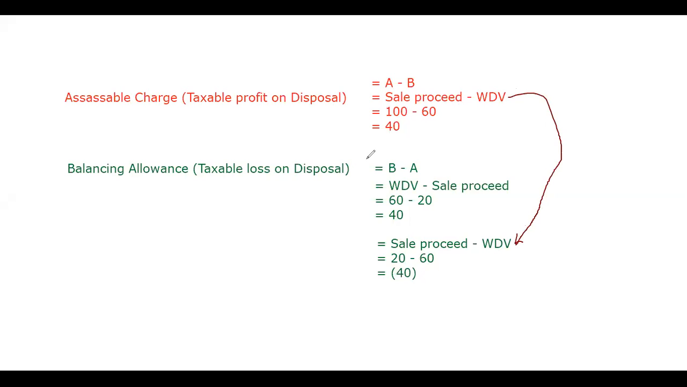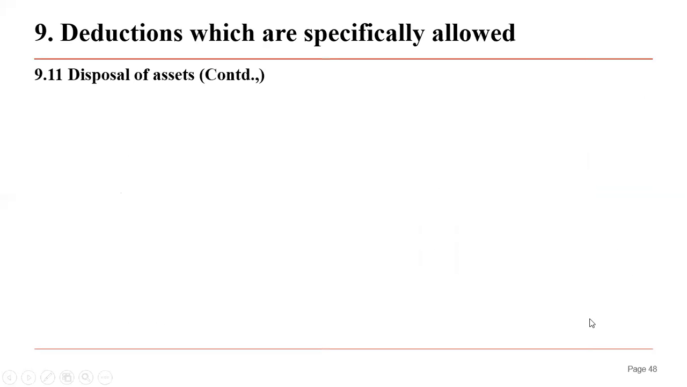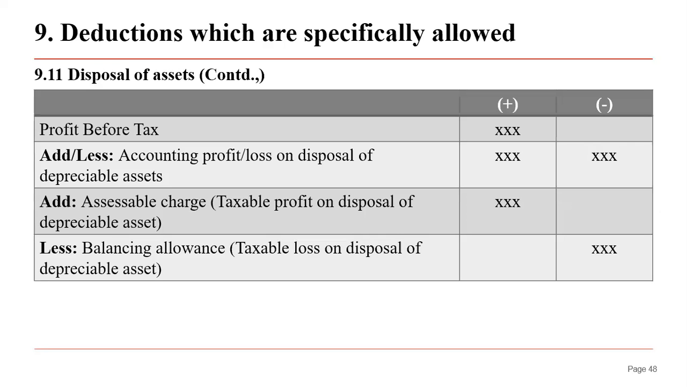Then you should know the names clearly, because you have to distinguish properly whatever the accessible charge, whatever the balancing allowance, right? So then, moving to the slide again, disposal of asset, the continuation: how we are going to include it in the plus and minus.